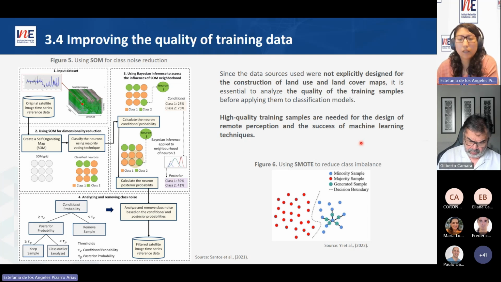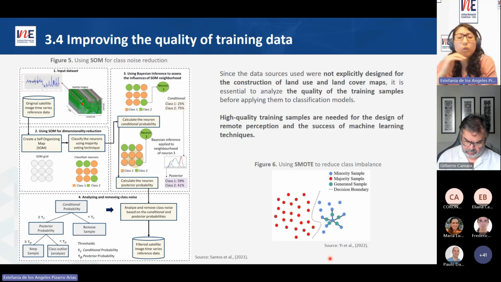Then it would use Bayesian inference to update the probability of belonging to one cluster or another. Neighborhood relationships in the SOM grid are analyzed by using a Bayesian method. Initial prior probabilities are updated to posterior probabilities by incorporating spatial context, adjusting class assignments for consistency.